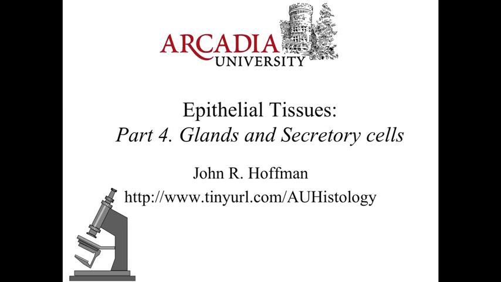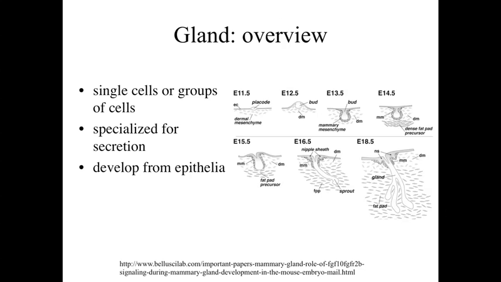Part 4, we're going to take a look at glands and secretory cells, some specialized cells within the epithelial lining. The basic concept of glands is that they're cells that are specialized for secretion. And whether we're talking about single cells or groups of cells, they're going to be involved with specific types of secretory products.